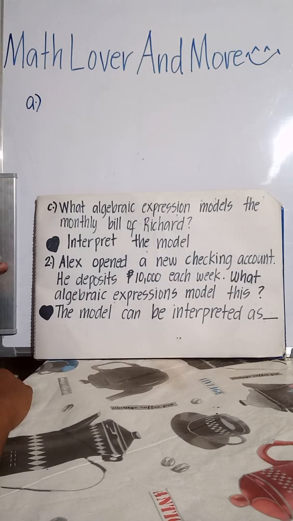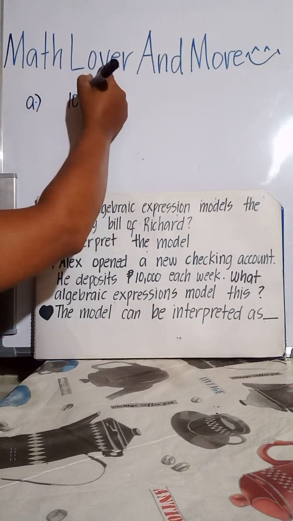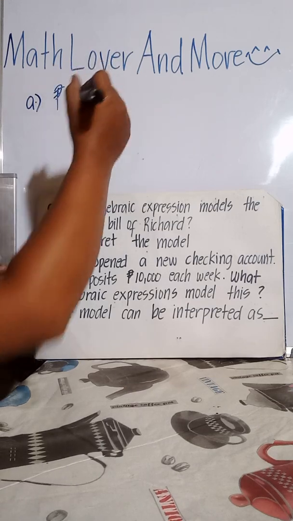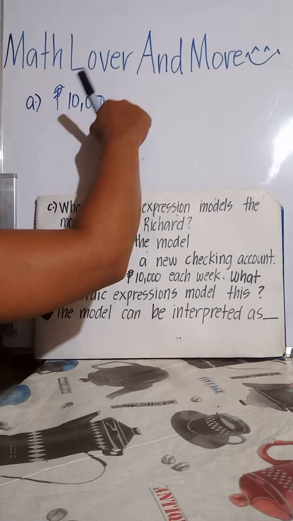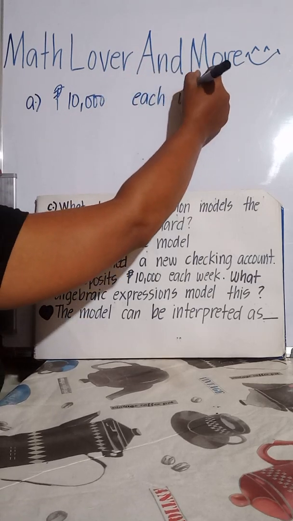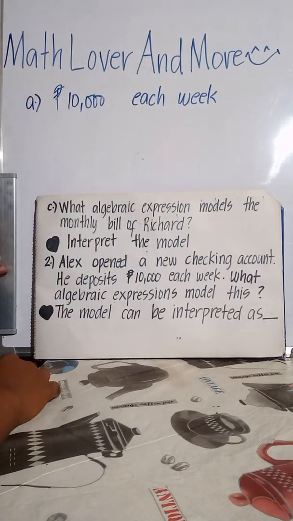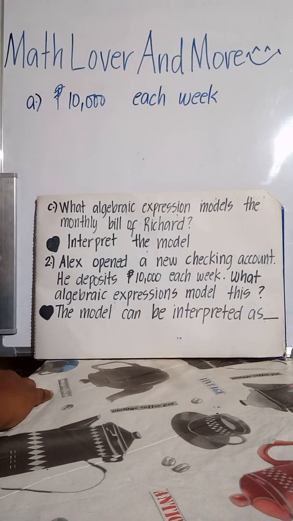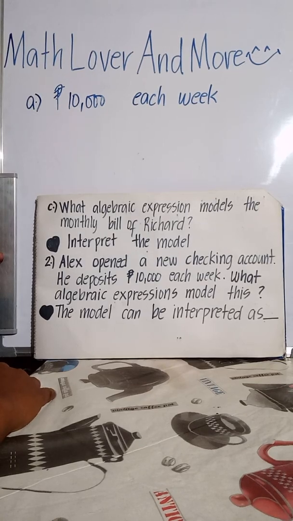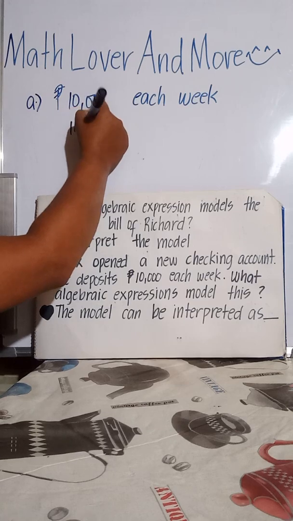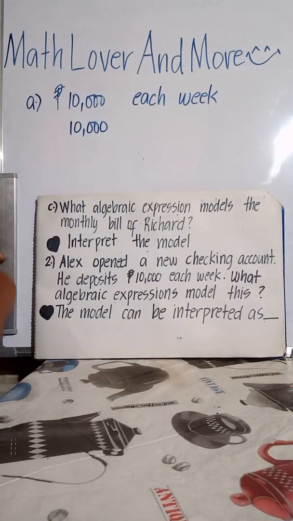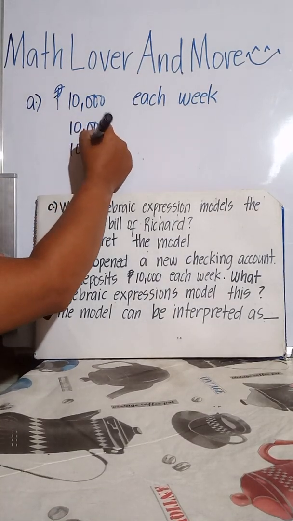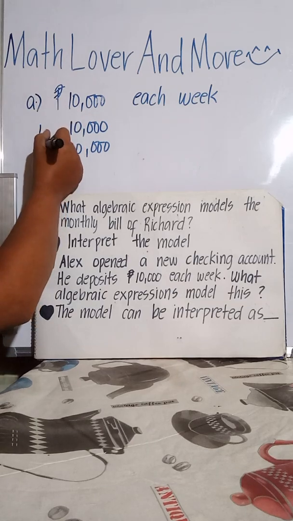Okay, we have to analyze the given. It says here, he deposits 10,000 each week. So 10,000 is deposited every week. So we will now analyze what could be the algebraic expression that could model this money of Alex in the bank. For example, in the first week, Alex deposited 10,000. For the second week, he deposited again another 10,000. So this is for the first week. This is for the second week.